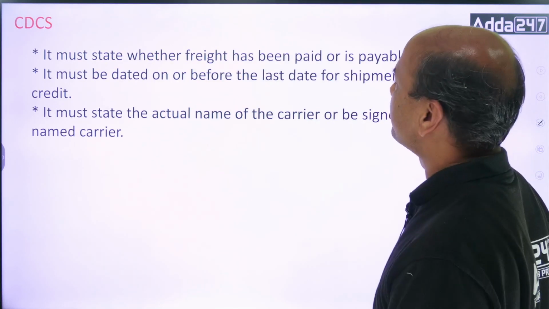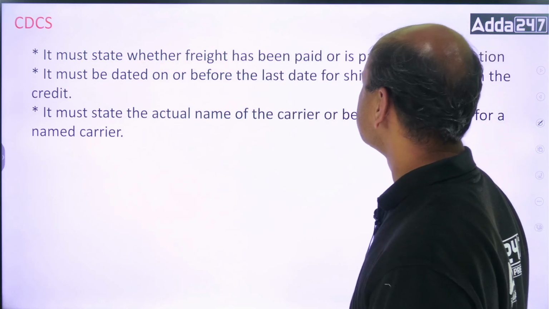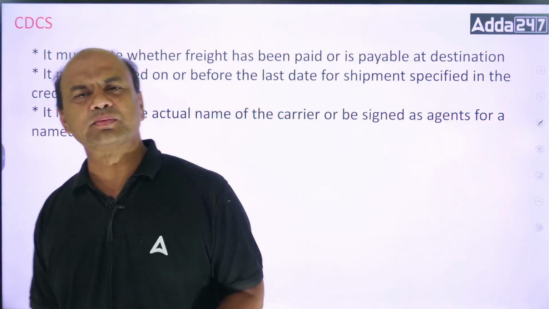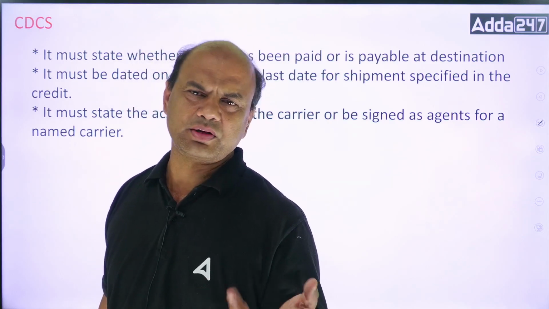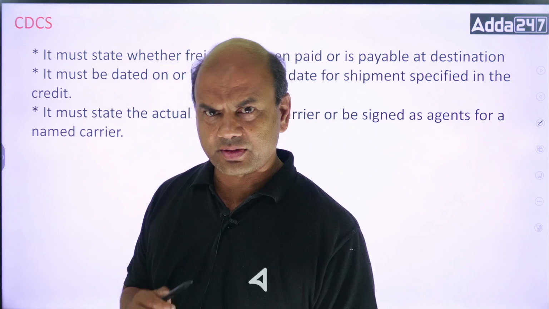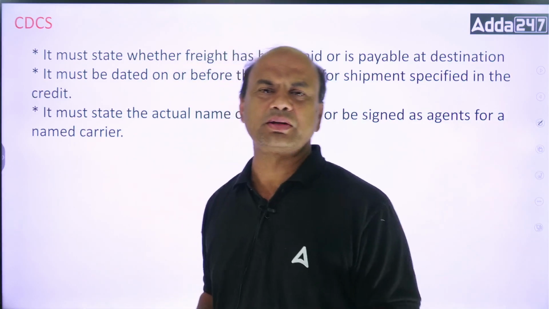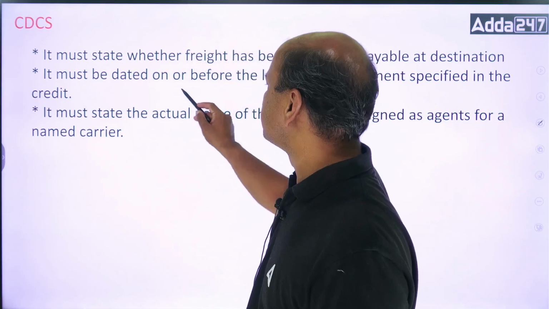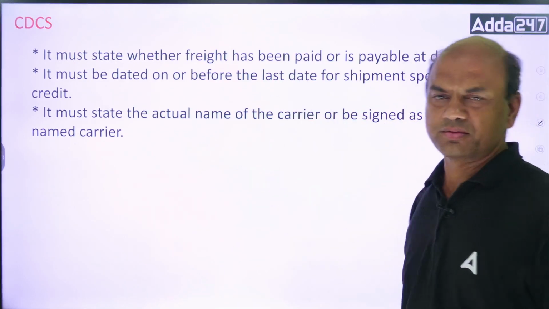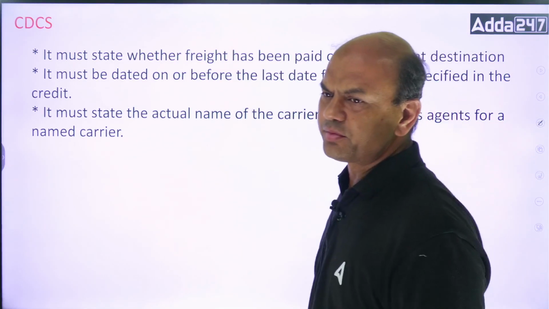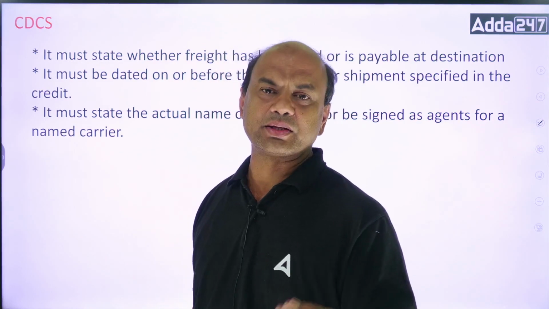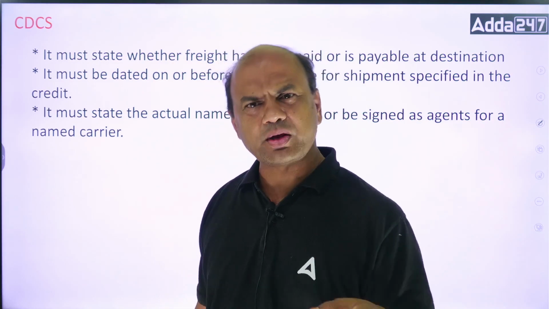It must state whether freight has been paid or is payable at destination, to be paid at destination. So basically the Incoterms, FOB, CFR, CIF, whatever. That should be very clear and should be as per the LC. The important part is that everything is as per the credit. It must be dated on or before the last date for shipment specified in the credit. If it says shipment to be done before, let's say, XYZ date, then it should be before XYZ date.